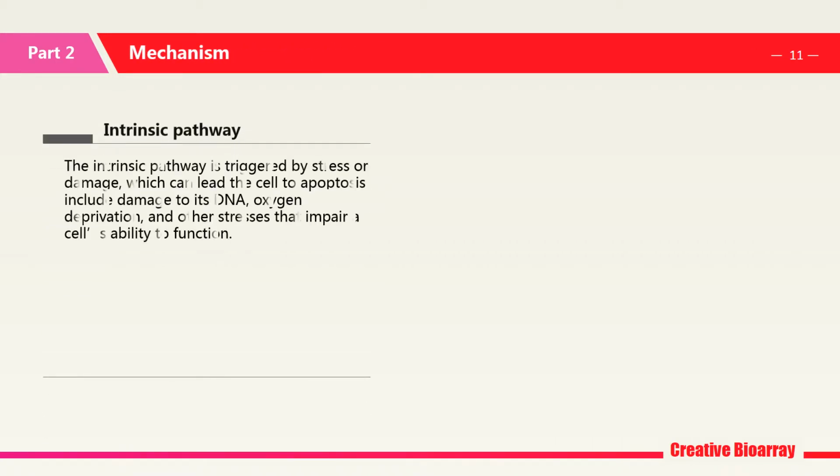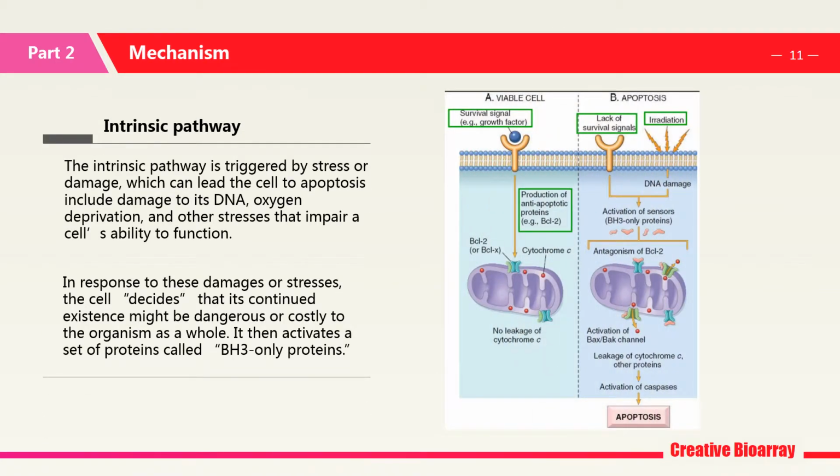The intrinsic pathway is triggered by stress or damage, which can lead the cell to apoptosis, including damage to its DNA, oxygen deprivation, and other stresses that impair a cell's ability to function. In response to these damages or stresses, the cell decides that its continued existence might be dangerous or costly to the organism as a whole. It then activates a set of proteins called BH3-only proteins.